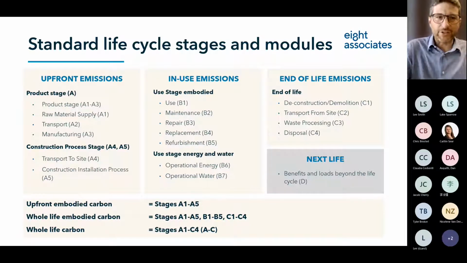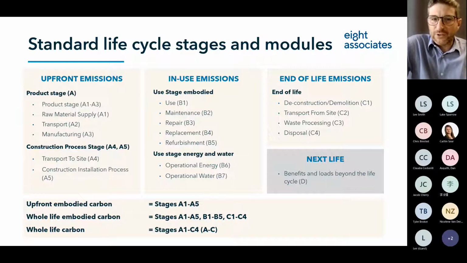So you have those upfront emissions, and the product stage A is broken down into individual steps. That's not often something at the building level you would particularly look at. That's perhaps more of a product level LCA to look at those A1, 2, and 3 stages. But then you've got these steps I mentioned, like transport to site A4 and construction installation A5, and so on in use. Lots of different, very similar sounding B1, B2, B3, B4, that all have a slightly different definition there.